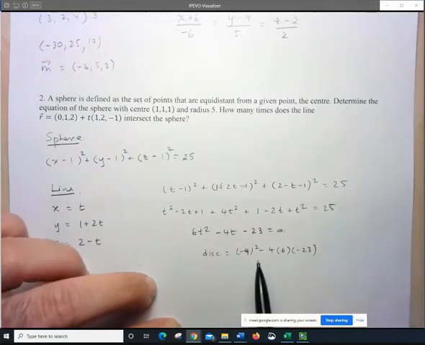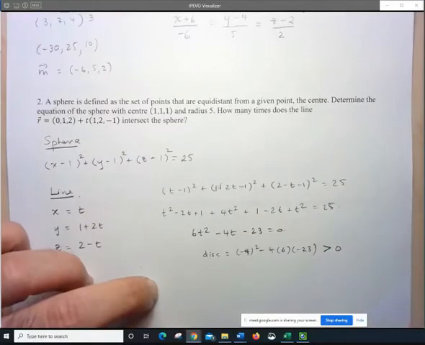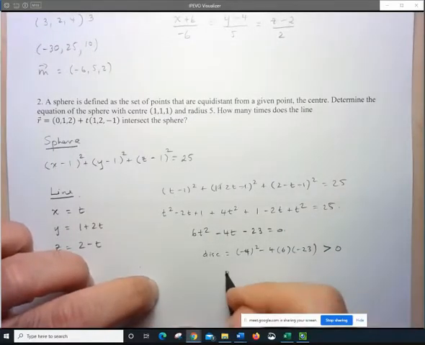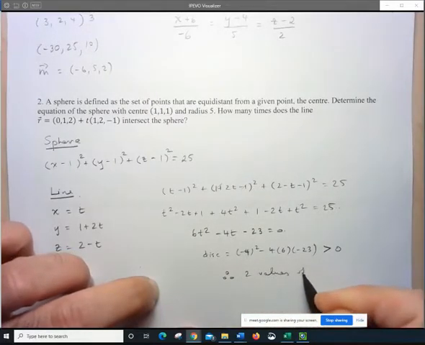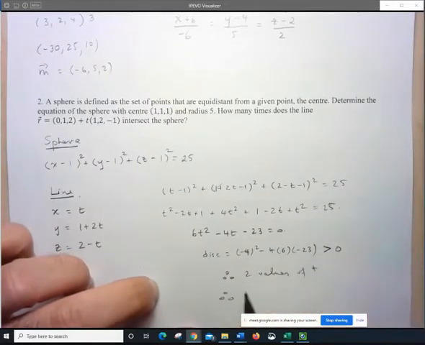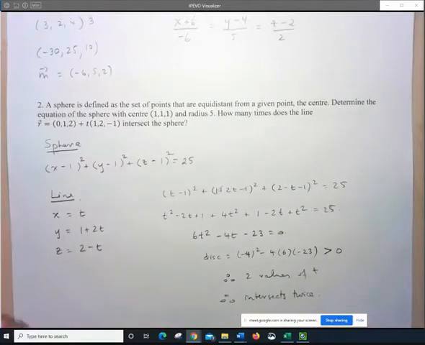Here I have 16 plus some number, so this is definitely greater than 0. And so there are 2 values of t, which means it intersects twice. And there you go.